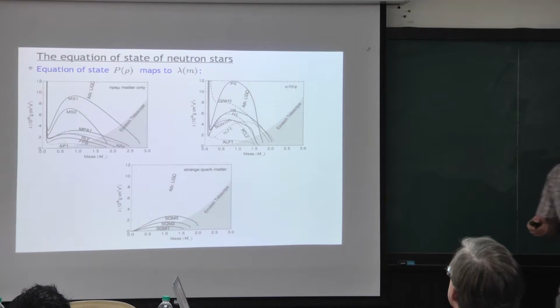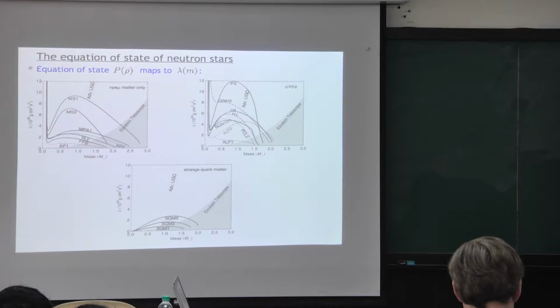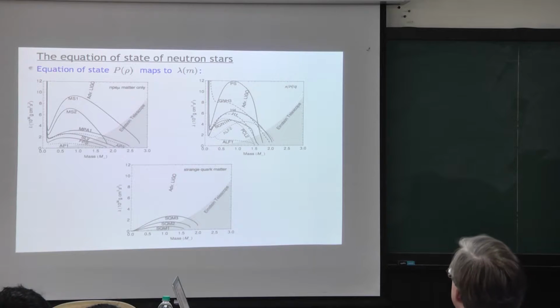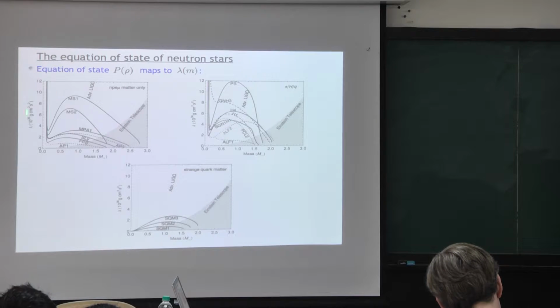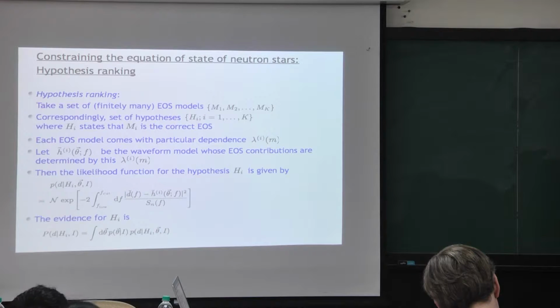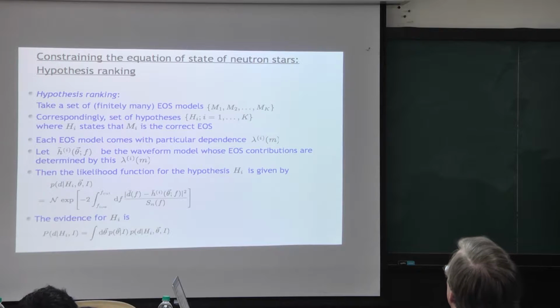So first of all, equation of state P of rho, like I said, maps to this tidal deformability lambda of m. And so here are some examples with different underlying assumptions. So H is hyperons and pi is pions. Here you have strange quark matter. I guess these are more, I don't know, standard models in some sense. But in any case, in each case, you have a range of predictions again for lambda as a function of m. Okay, so now in trying to find out which of many possible equations of state is the right one, first we look at hypothesis ranking. Then we'll also be able to do something with parameter estimation.